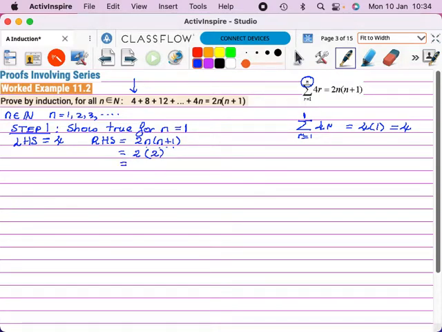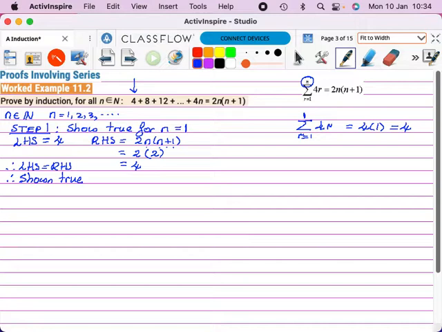So what is the answer? 4. So what can I now see? Does the left-hand side equal the right-hand side? Yes, it does. And therefore, left-hand side equals right-hand side, therefore shown true. So have I established it's true for step 1? Yes, I have. What does that now mean? It means I've got 5 marks, if I'm being crude about it.